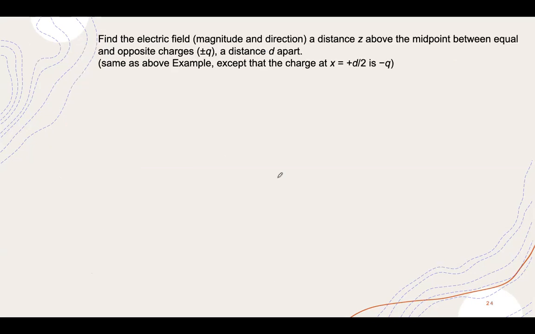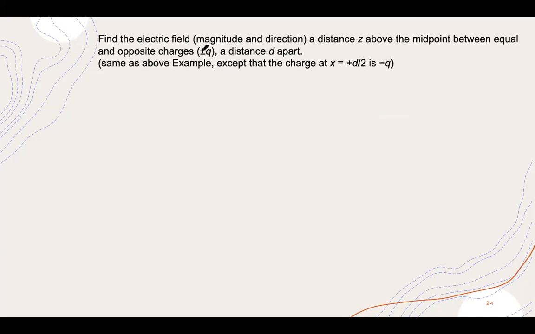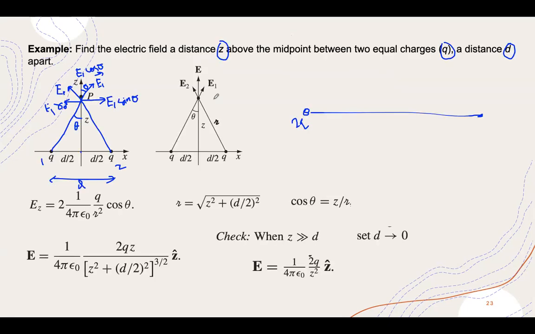Next. Now let's suppose that we have a charge. In the previous case, we had plus Q and plus Q, but now we have a plus Q and a minus Q. So how is this going to be affected? Can anybody guess simply? They will attract each other. Yeah, and what could be the electric field then?